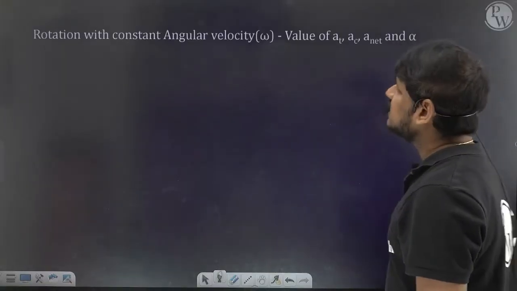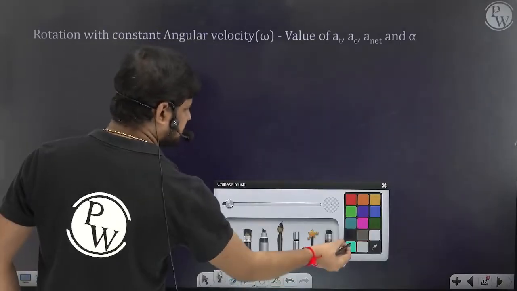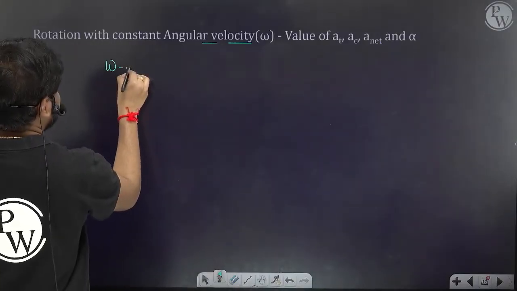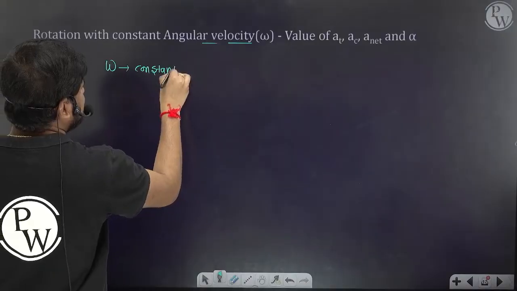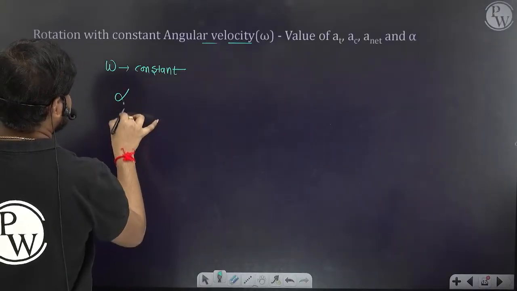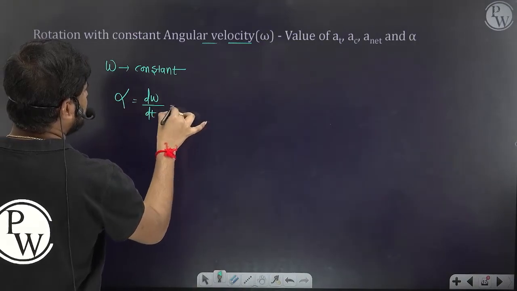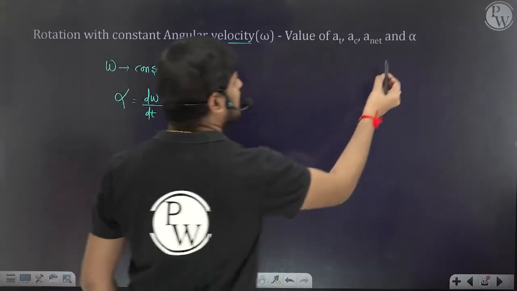Now, rotation with constant angular velocity. In the heading they mentioned that omega is constant. So if omega is constant, the first thing is alpha is 0. What is alpha? Alpha is equal to d omega by dt, which is nothing but 0. So we have got alpha.